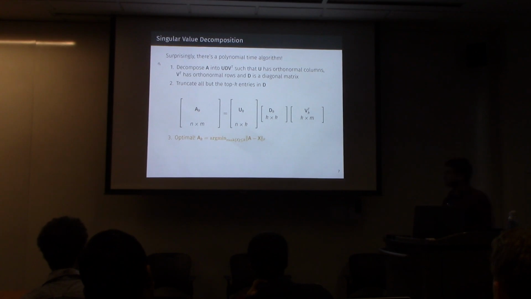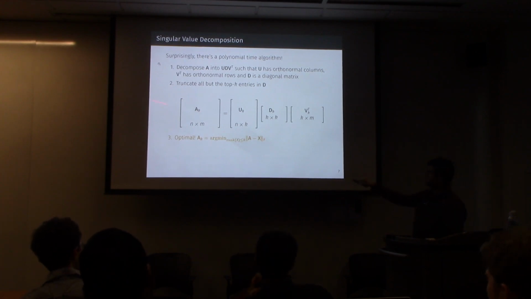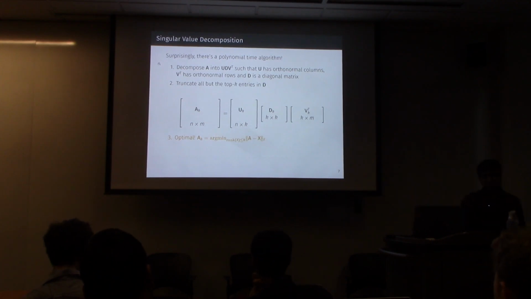And now coming back to the next question, it's important that this objective is actually the Frobenius norm. If I replace it by any other norm, let's say the L1 norm of A minus X, then this problem becomes NP-hard. And it's not clear if there's a unique minimizer.